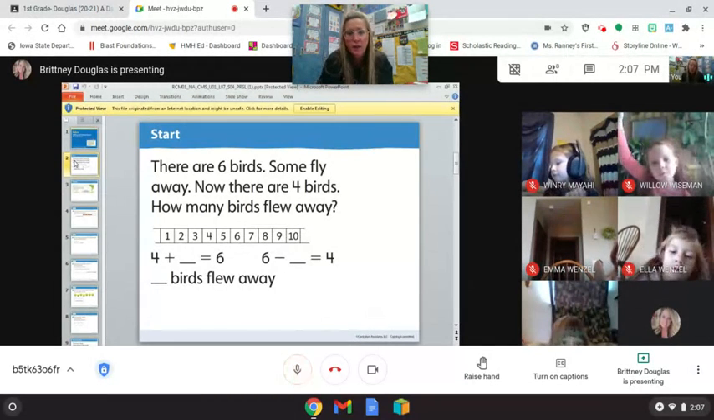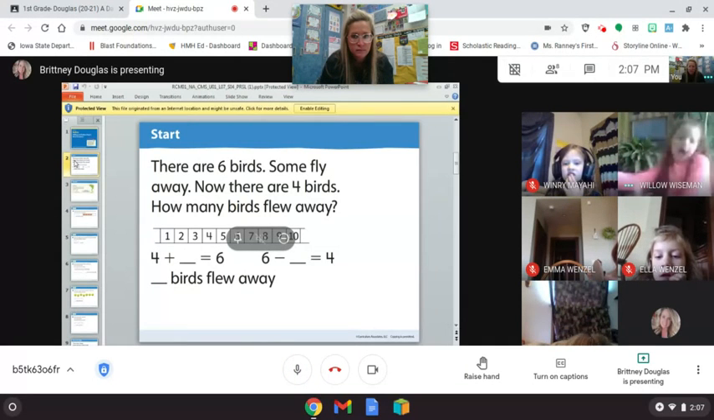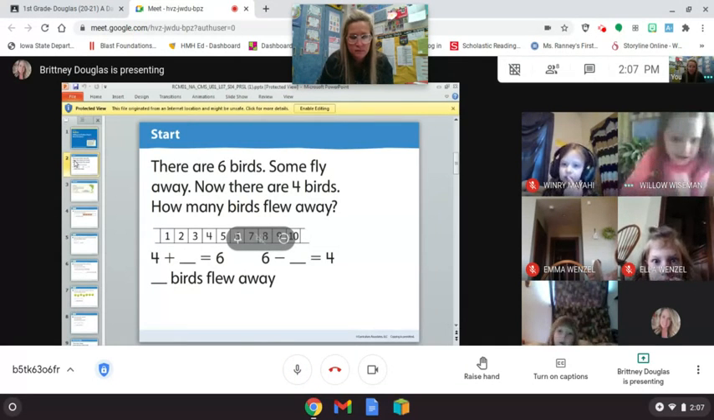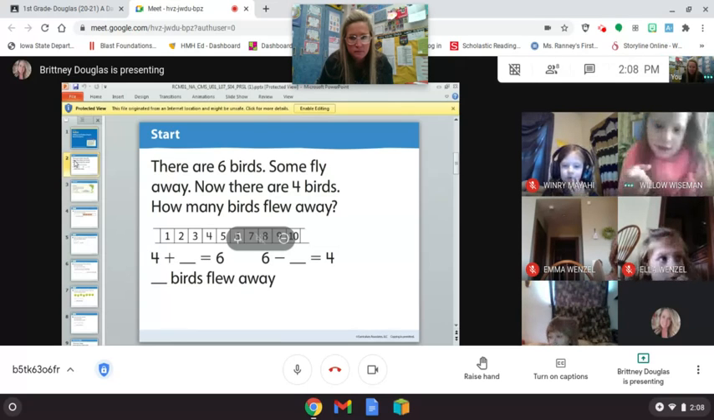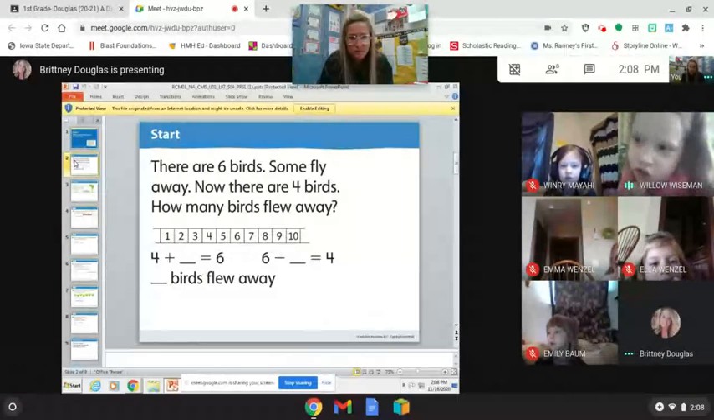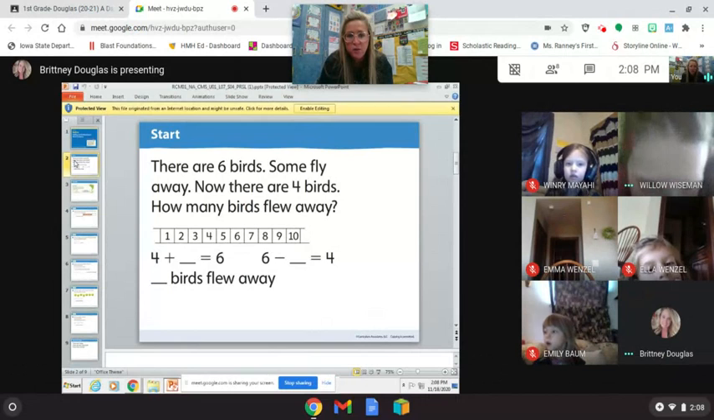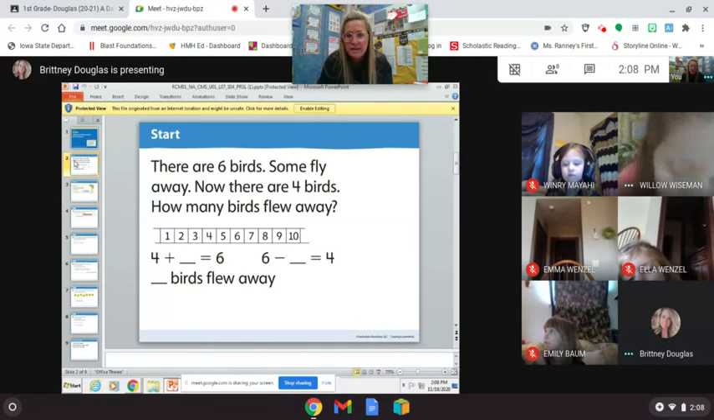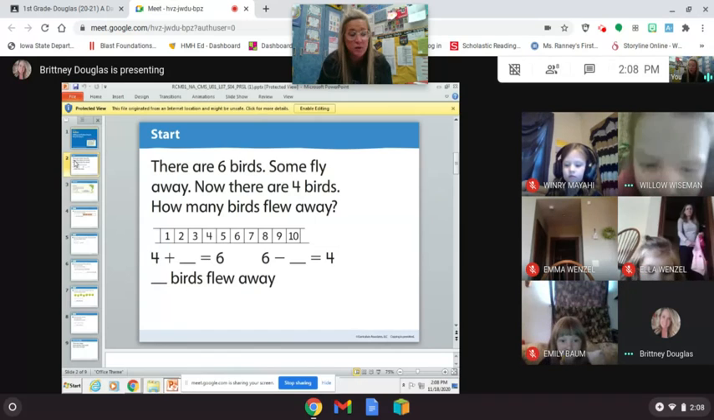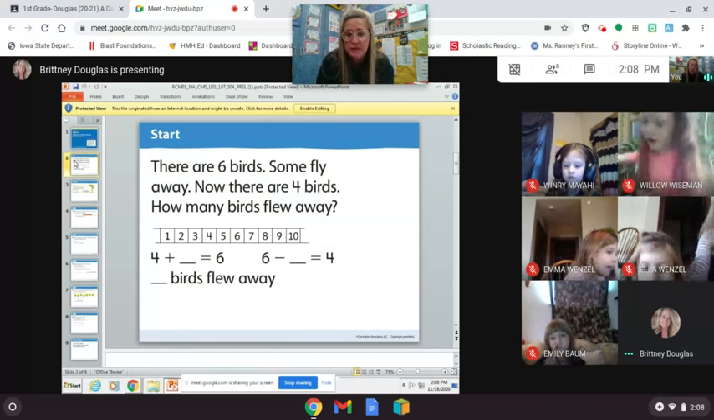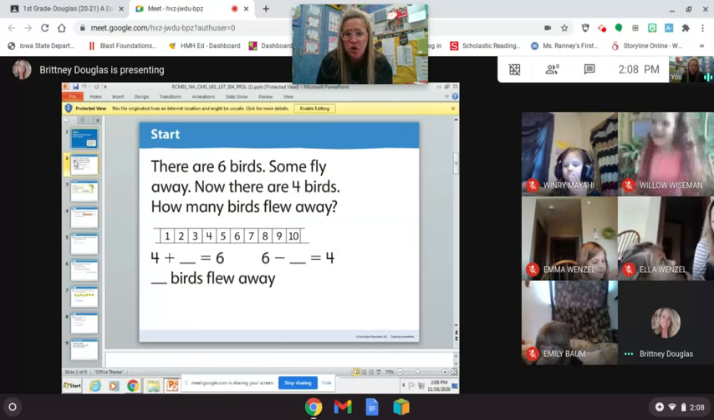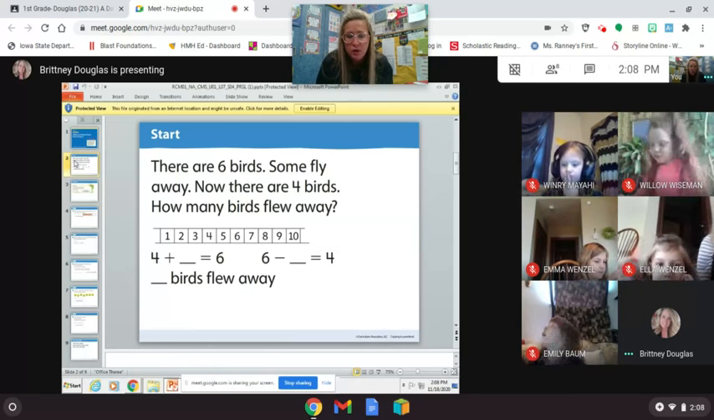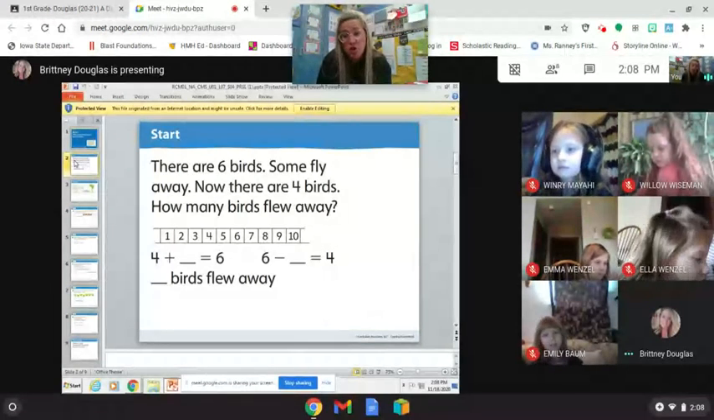Okay, Willow, what do you think? I think 2 flew away. Okay, it gives you a number line on there. So if we were using the number line, we could circle the 4 and jump up to 6 to see how many more did we need to add to those 4 that are still there to get to the 6 that we started with. And it would be 2. Good, Willow. So 4 plus 2 equals 6, and 6 minus 2 equals 4. 2 birds flew away. You can use a number line, or we could have used counters even if you wanted, or you could just count on.